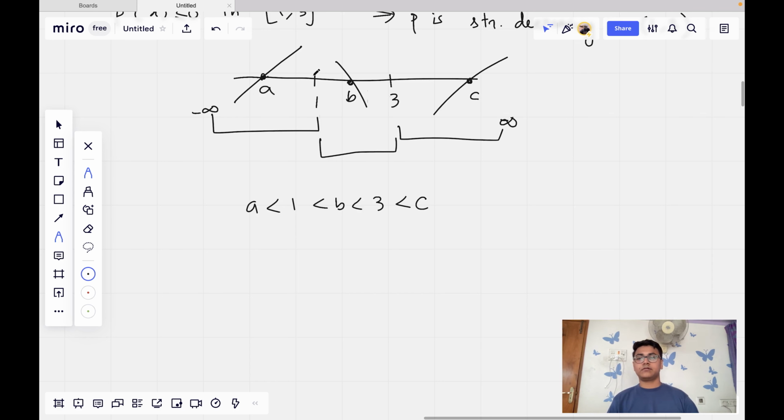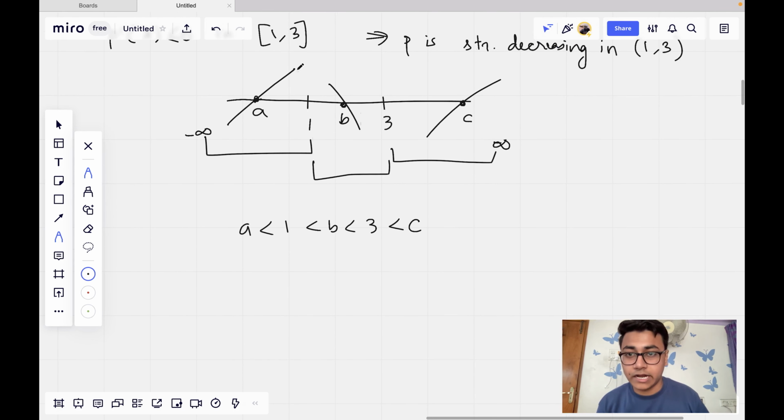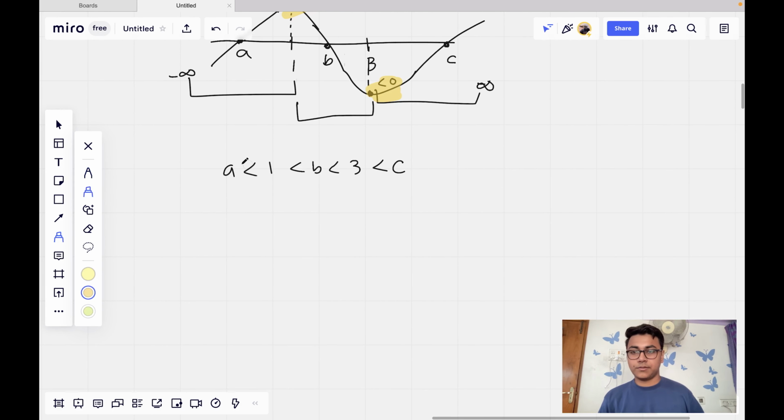Okay. And for that, the points of local maxima and local minima, these have to be the points of local maxima and local minima, and this has to be positive and this has to be negative, right? We will need those. So this is the progress that we have made till now. We have A less than 1 less than B less than 3 less than C. We have to show that A is greater than 0 and C is less than 4.